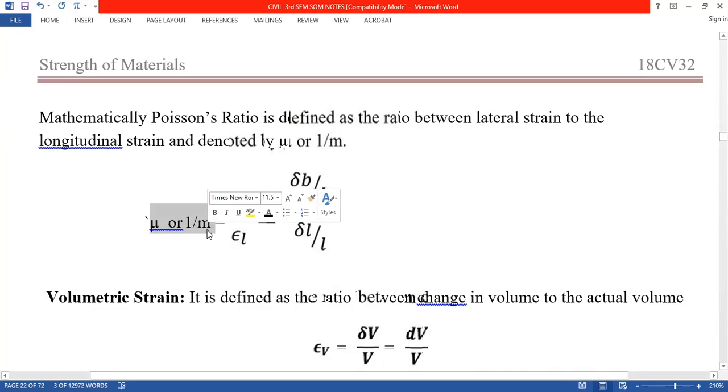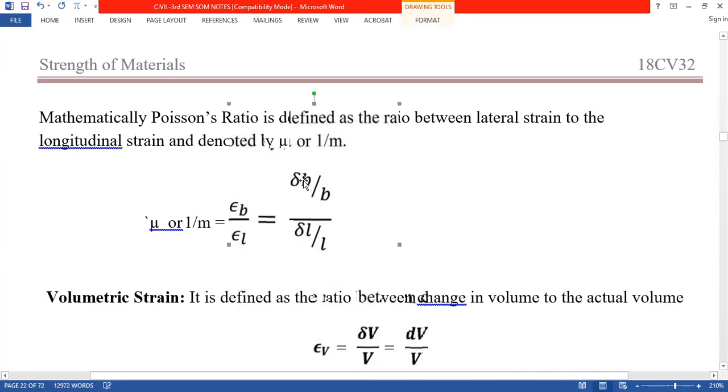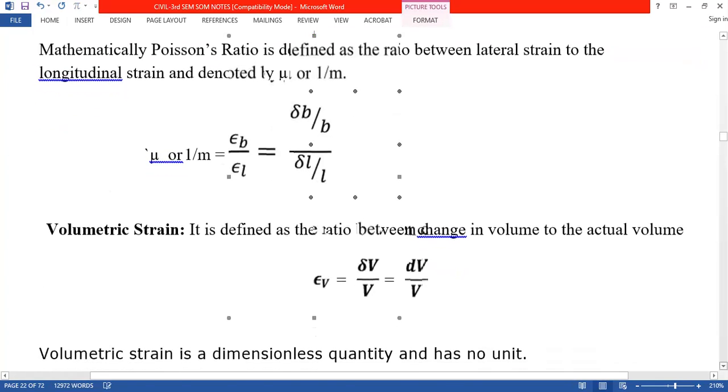This was already discussed in the previous videos. So if we want to define Poisson's ratio, it is epsilon b divided by epsilon L. What do you mean by epsilon b? Strain along width. Epsilon L means strain along length. Epsilon b is the change in width to the original width. Epsilon L is the change in length to the original length. So totally there are four dimensions: original width and change in width, original length and change in length. So Poisson's ratio can be defined as lateral strain to longitudinal strain.